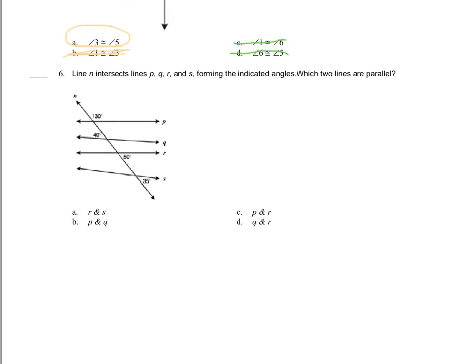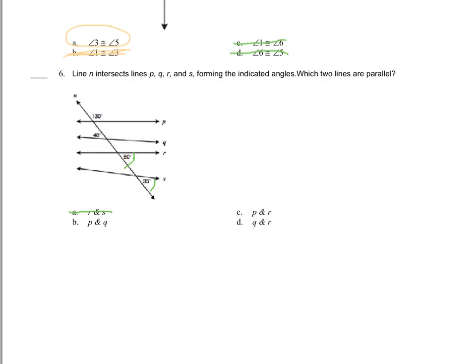Okay, number 6. Line N intersects P, Q, R and S, forming the indicated angles. Which of the two lines are parallel? Well, look at R and S. Those two angles are corresponding angles. They are not congruent. If those two lines, R and S, were parallel, they would be congruent. Let's look at P and Q.